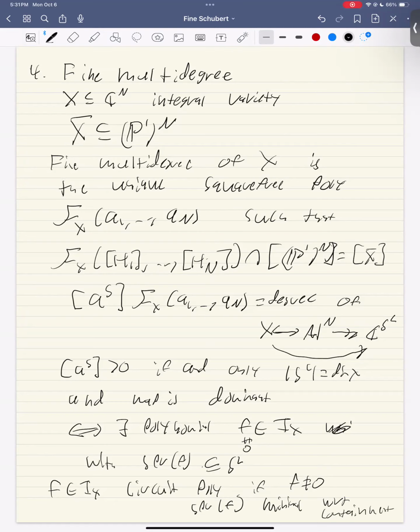Okay. So if you want to know which coordinate projections are dominant, which is the same thing as knowing the support of this fine multi-degree, that's the same thing as asking what are the possible spreads of polynomials in your ideal. Given a set S, is there a polynomial in your ideal which uses exactly S? So understanding the support of the fine multi-degree is the same thing as understanding the circuit polynomials, or their spreads, which variables they use.